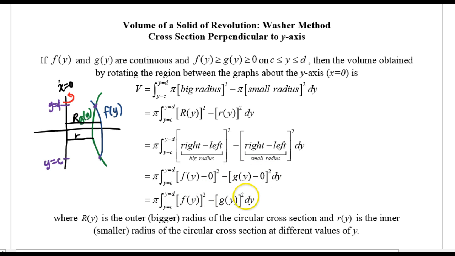And of course, just subtracting 0 doesn't do anything, so we just have f of y squared minus g of y squared. So again, this should look familiar from when we rotated around a horizontal line. Now we're rotating around vertical lines. So cross sections perpendicular to the y-axis, just to put a little note for ourselves, means that we're rotating about a vertical line, which is what we're trying to generalize here, as opposed to horizontal lines like the x-axis.